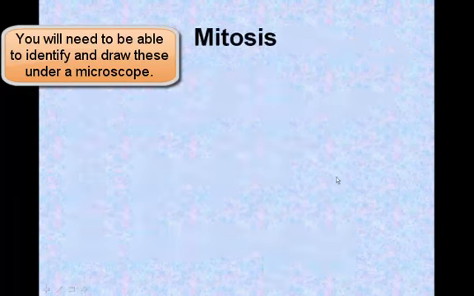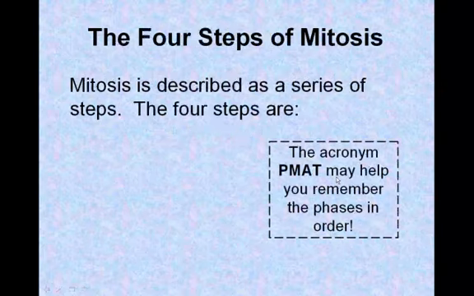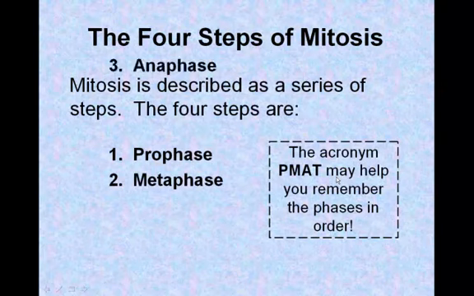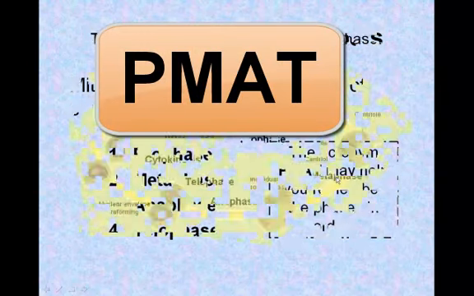Now, so that was interphase. Now we're going to talk about the 4 stages of mitosis. That's the division of the nucleus. And it's going to result in 2 identical nuclei. Not 2 new cells, just 2 new nuclei. So the 4 steps are prophase, metaphase, anaphase, telophase. And remember the acronym PMAT to help you with that.